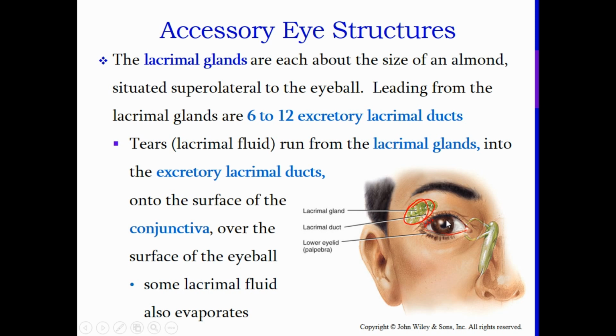So here's what happens. These glands produce the tears. They drain into the surface of the eyeball, and then as that fluid migrates its way across the eyeball, it drains into the lacrimal ducts. Some of you may remember from the skeletal system, there's a bone right there in the corner of the eye called the lacrimal bone. Okay, that's because the hole in the lacrimal bone drains into your nasal cavity.